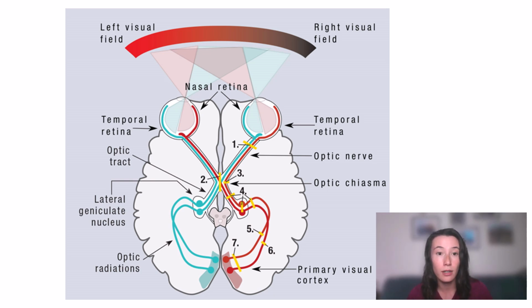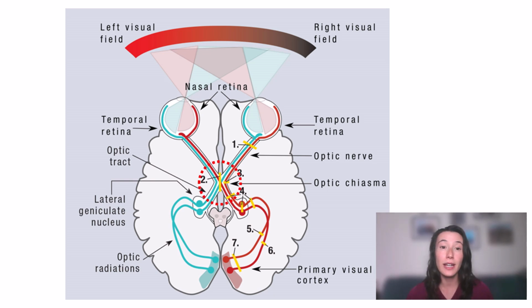So essentially, blue, aka the left side of both of the eyes, they're going to stay on the left. The right side of each eye, the red, they're going to stay on the right side of the brain. Once it reaches the LGN, this is where the information is sent to the primary visual cortex through what is known as the optic radiations.